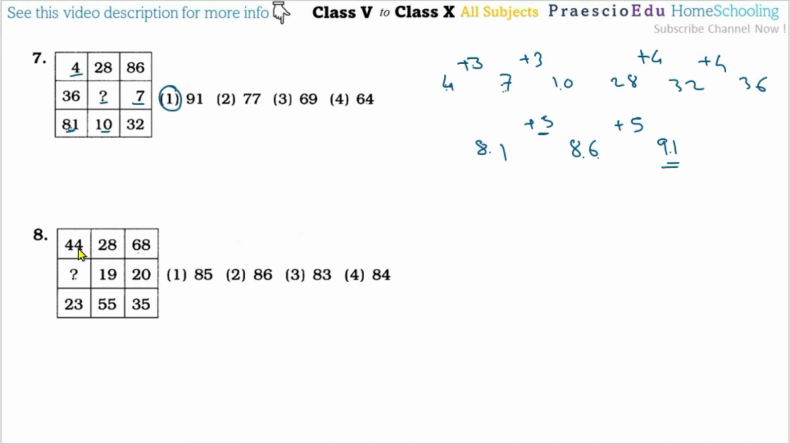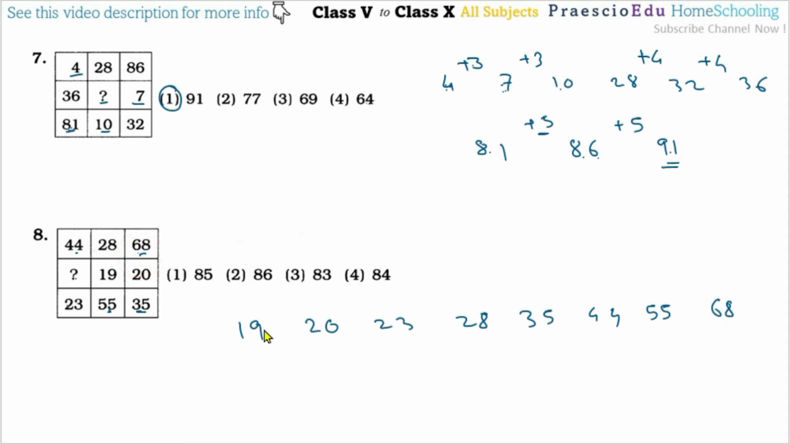Then question number 8. So we have to make the arrangement in ascending order of all these digits. So 19, after this one the 20, then 23, then 28. After the 28 there is a 35. After this one 44, then this 55. In ascending order we have to make all the numbering, and then 68.